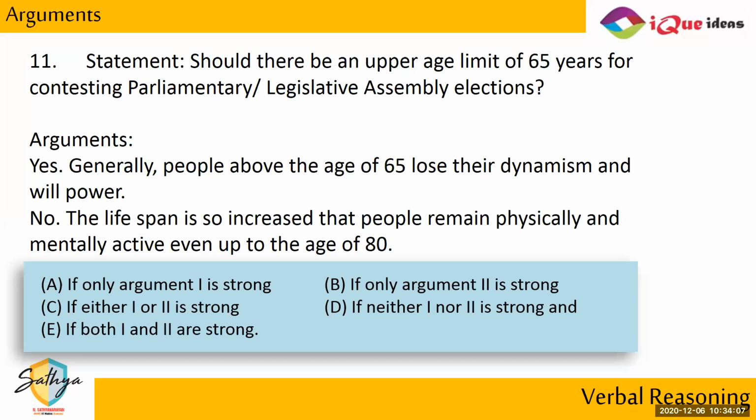Second, lifespan is so increased that people remain physically and mentally active. There should be no upper limit because lifespan is so increased that people remain physically and mentally active. So just because some people can, there should be no upper age limit, because everybody lives long? That goes against what is universally accepted. Because then if this is true, even in regular employment there should be no upper age limit. There should be no retirement age. But there is a retirement age.